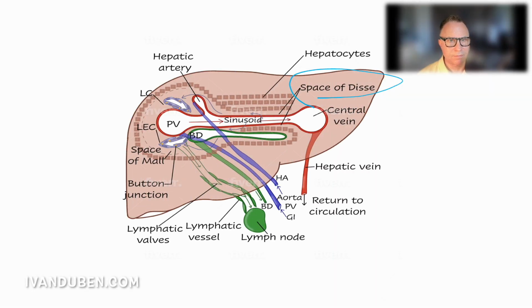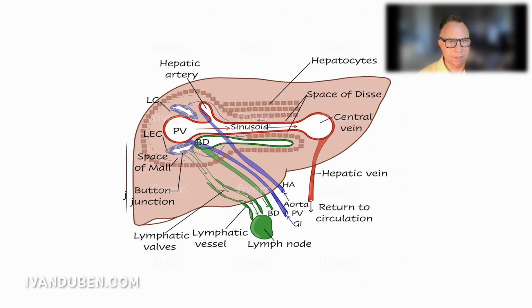Just a quick diagram looking at a representation of the spaces of Disse. And this diagram is not entirely accurate, mostly because the hepatic vein is mislabeled. It should actually be blue. The colors are wrong here. That's basically what I'm trying to say.